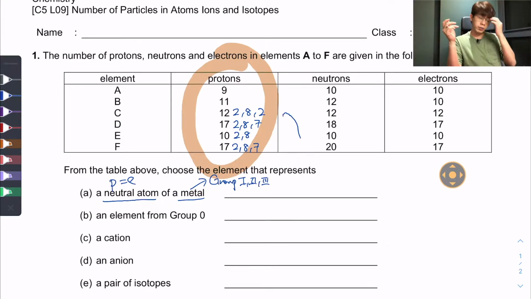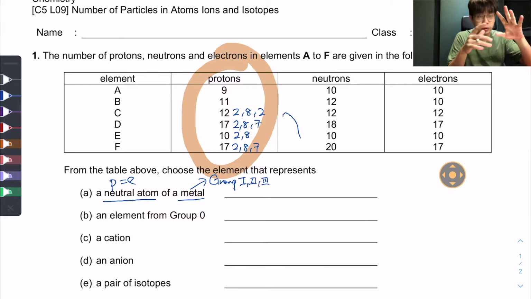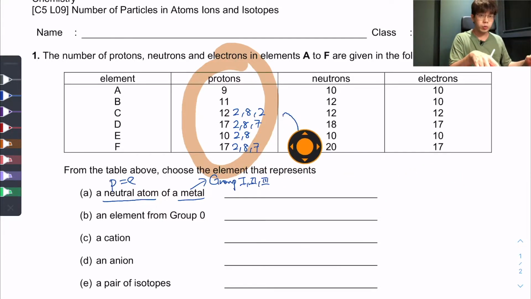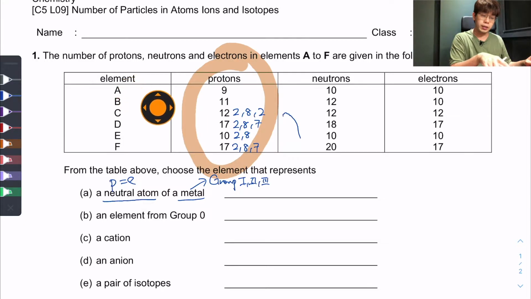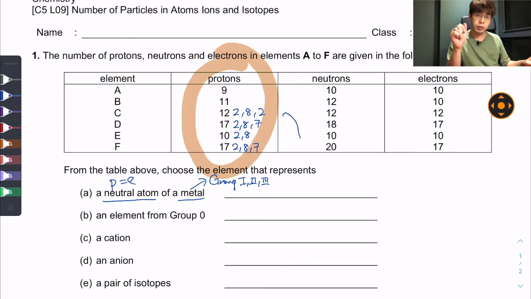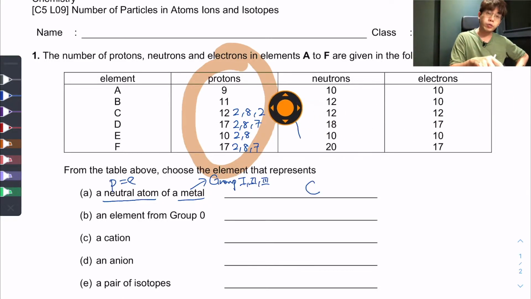Now, you may be wondering, why am I writing the electronic configuration using the protons? The reason is that I'm trying to write the electronic configuration of the atom. As you can see, B and A are not atoms because the number of protons is not equal to the number of electrons. So we need to focus on the protons. Which is an element that represents a neutral atom of a metal? The answer is C. It's neutral and it's from group 2.